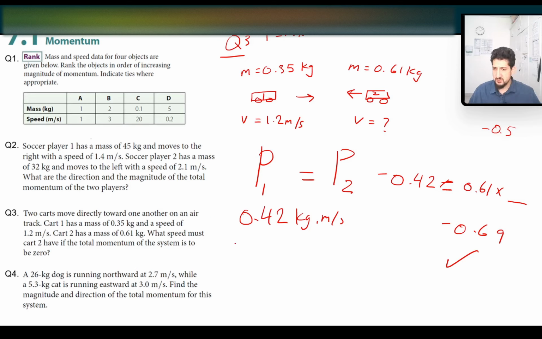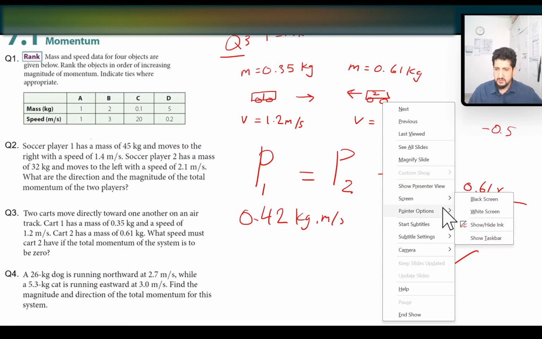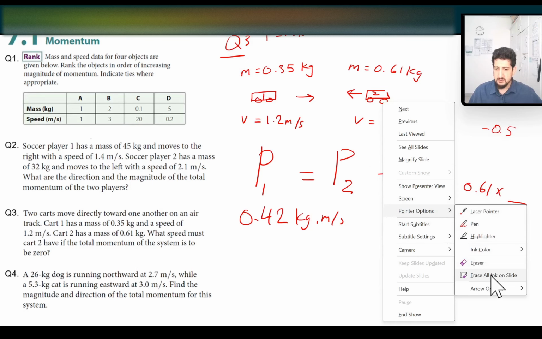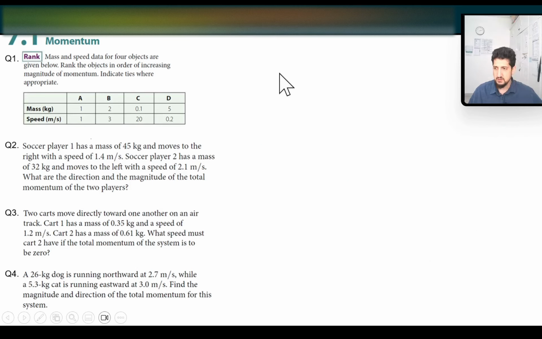Let's do the next question. I have to once again get rid of this. Pointer, erase all ink, yeah. Okay, question 4. Just a second. Okay, so question 4, here we go.